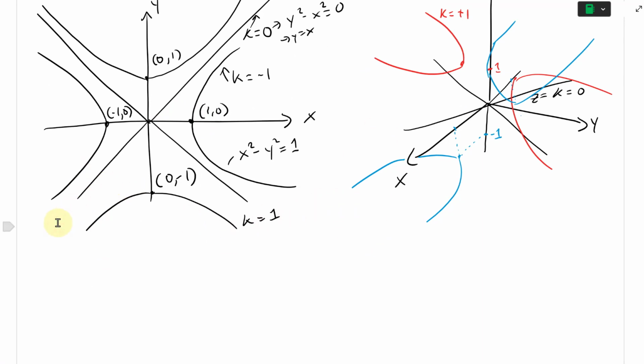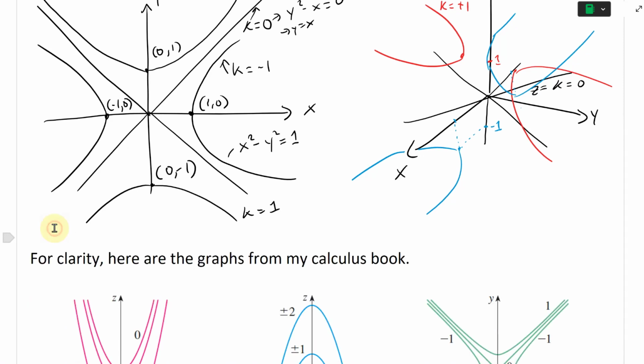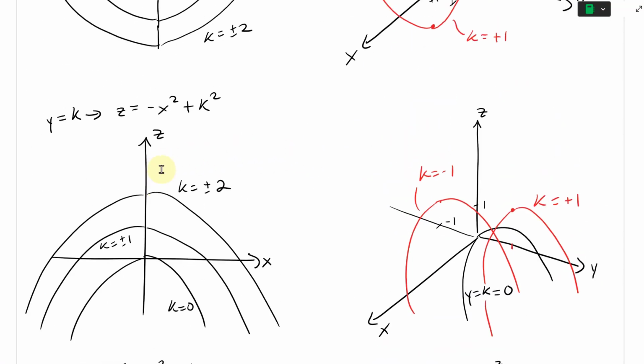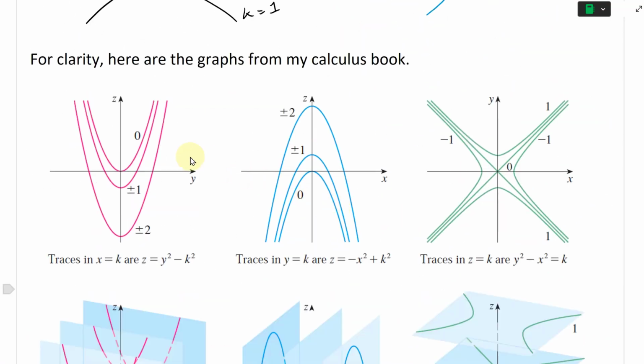But now, if we put this all together and see what happens. Or actually, we'll just show the calculus image right now. For clarity, here are the graphs from my calculus book. So I'm doing this manually just to illustrate the process. Traces in x equals k are z equals y squared minus k squared, so it opens up upwards like that. These are for different values of k. Traces in y equals k are z equals -x squared plus k squared. It goes down like that. And traces in z equals k are this right here. Note also when k equals 0, you just get straight lines across.